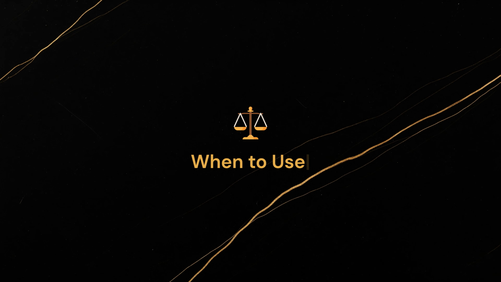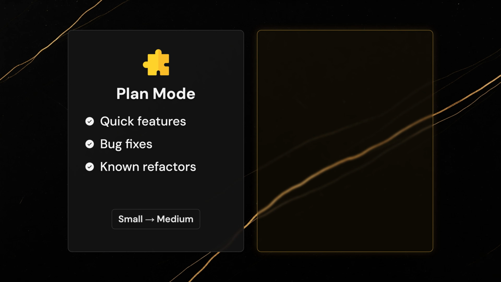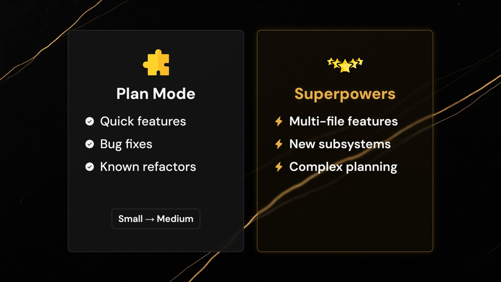When to use Superpowers versus plan mode? This is the practical question. Here's how I think about it. Plan mode is for small to medium tasks. Quick features, bug fixes, refactors where you know roughly what needs to happen. Superpowers is for medium to large tasks. Multi-file features, new subsystems, anything where the planning phase genuinely matters.